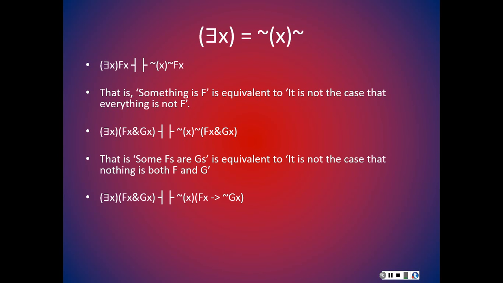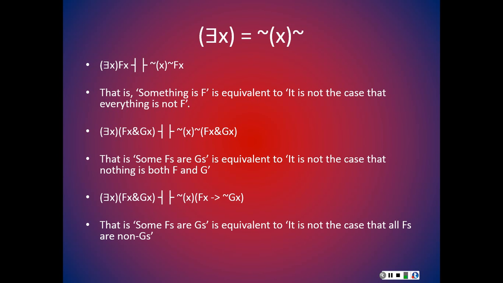Okay, one more equivalence. What this bottom sequent says is some F's are G's is equivalent to it is not the case that all F's are non-G's. I think this bottom sequent also tells us something interesting about the relationship between the existential and universal quantifier. And in your homework assignment, you will have the opportunity to prove that this is, in fact, the case.